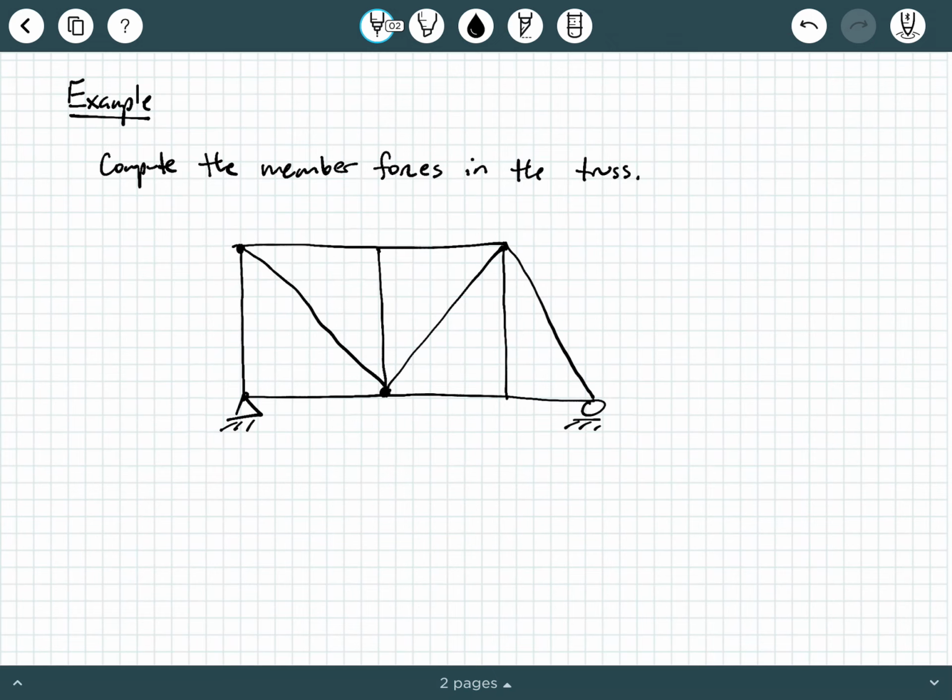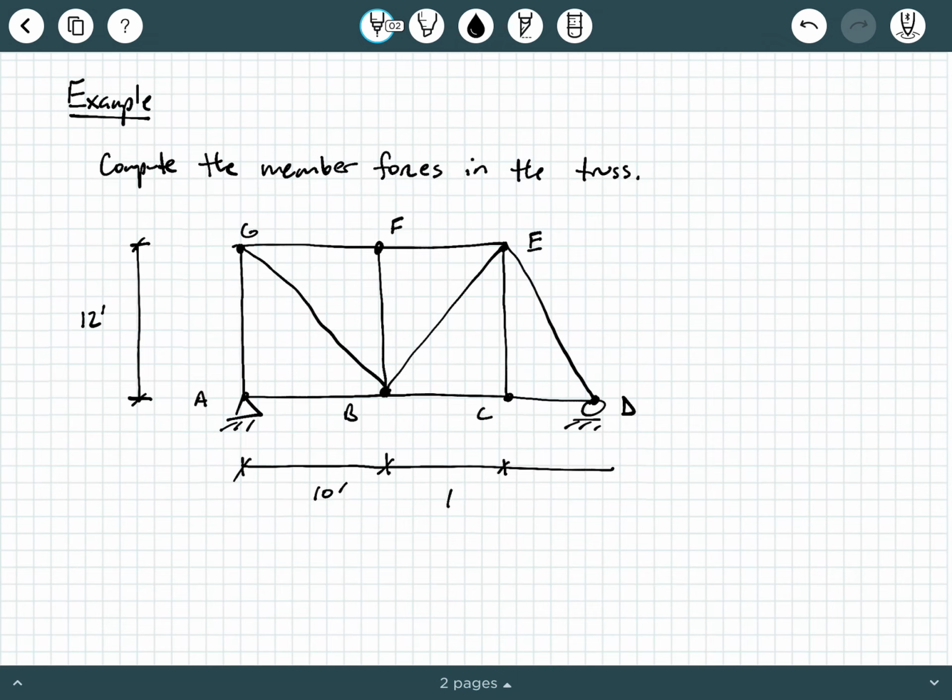Remember, each one of these intersection points represents a joint on the truss. Okay, so we're going to have joint A, joint B, joint C, joint D, joint E, F, and G. And we're going to go ahead and put dimension lines here. This is going to be 12 feet. It's going to be 10 feet, 10 feet, and 8 feet.